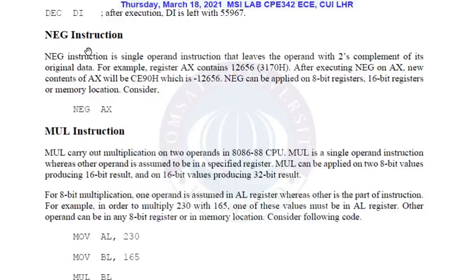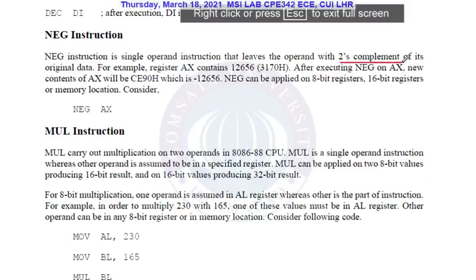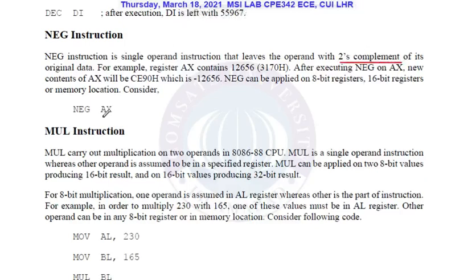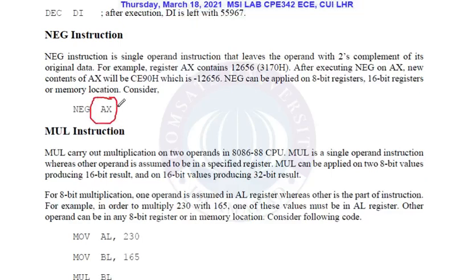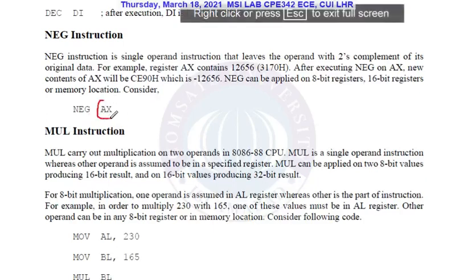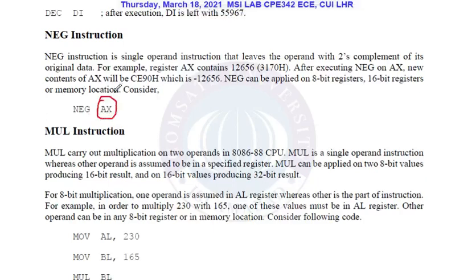There is another command that is NEG. The NEG instruction is basically the negation. It takes the 2's complement of the value that is passed against this instruction. For example, the syntax of this instruction: this instruction only requires one operand, and the negation or 2's complement of this operand will be calculated, and the answer will be stored again in that register.